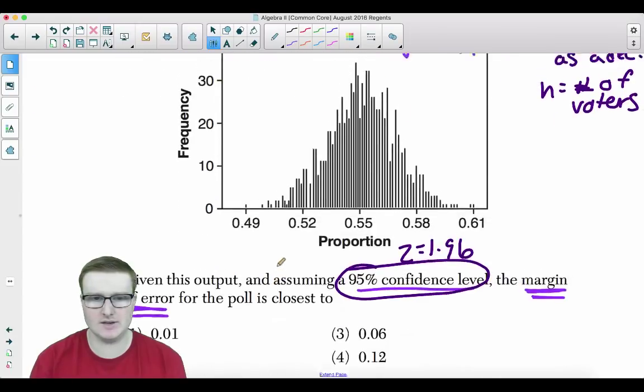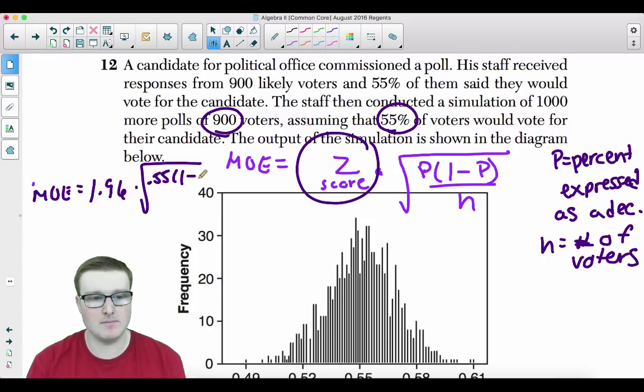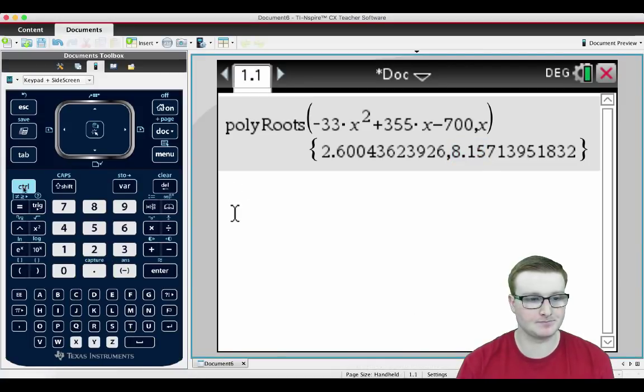So let's go and plug this stuff in. So the z-score, I'm going to put it over here, margin of error. The z-score is 1.96 times the square root of 0.55 times 1 minus 0.55 divided by number of voters, 900. So the margin of error is, when you plug this into your calculator, let me plug it in.